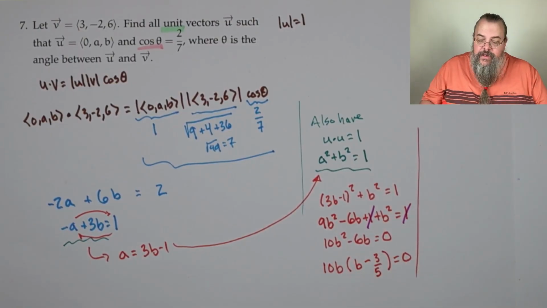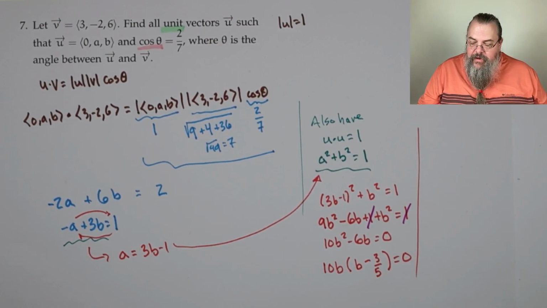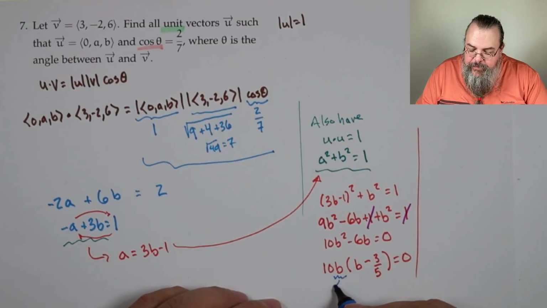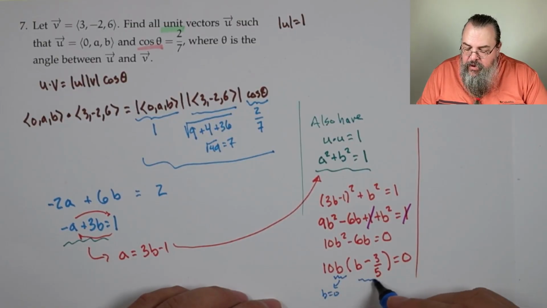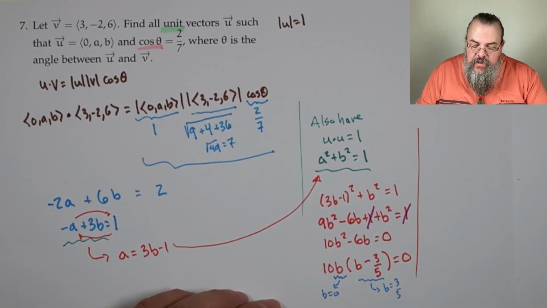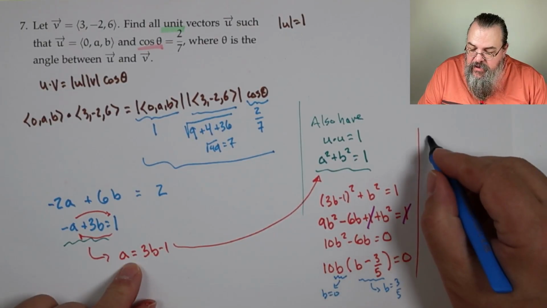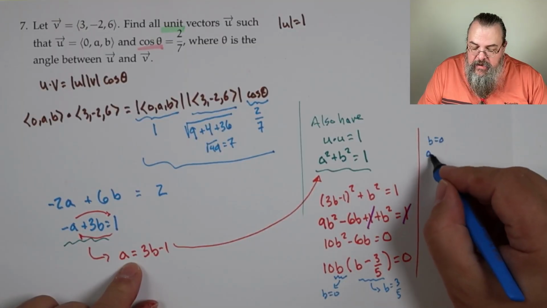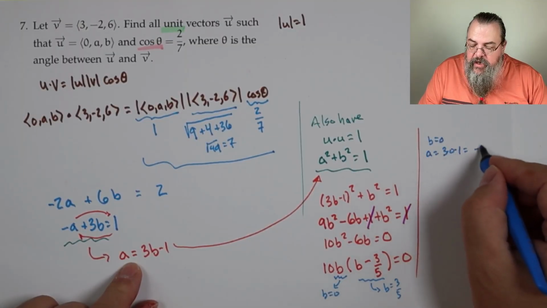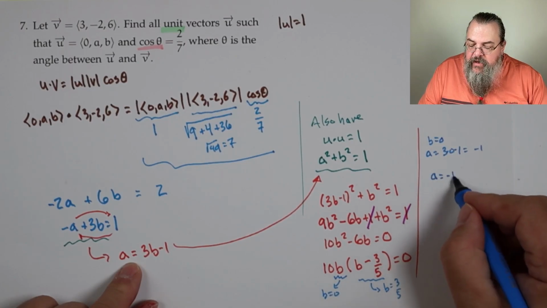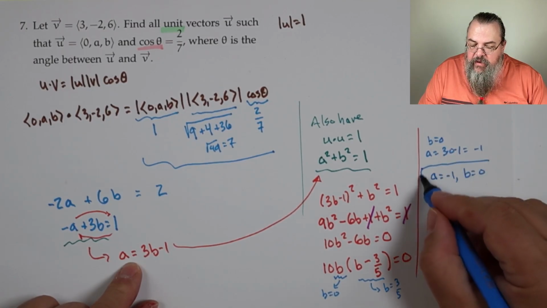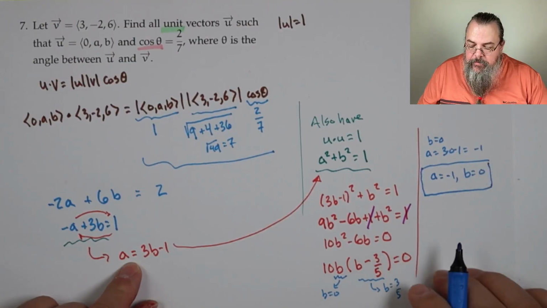So what does that tell us? Well, now we say, look, there's 2 possibilities. All right, the 0 had to come from somewhere. So it says we have either b equals 0 or b equals 3/5. So what are our choices for A and B? Well, let's start with b equals 0. If b equals 0, then A equals 3 times 0 minus 1, which is minus 1. So we end up with the pair A equals minus 1, B equals 0. Okay, so that's one possibility.